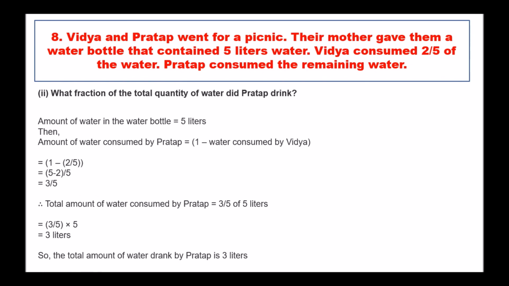Next question. What fraction of the total quantity of water did Pratap drink? So amount of water in the water bottle was 5 liter. Amount of water consumed by Pratap, that is 1 minus water consumed by Vidya. It is 1 minus 2 upon 5. It is 5 minus 2 upon 5, that is 3 by 5. So total amount of water consumed by Pratap is 3 by 5 of 5 liter. That is 3 liters. So the total amount of water drank by Pratap is 3 liters.